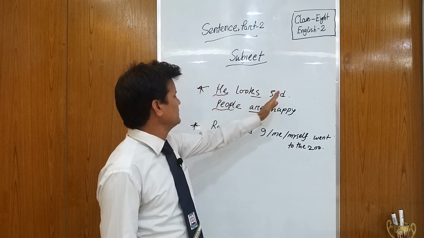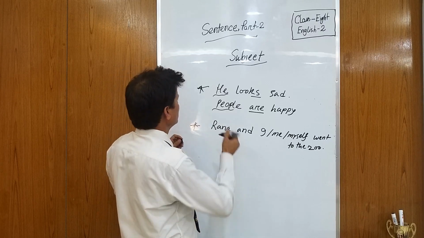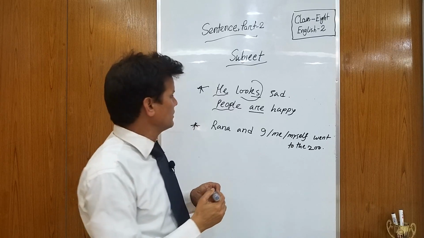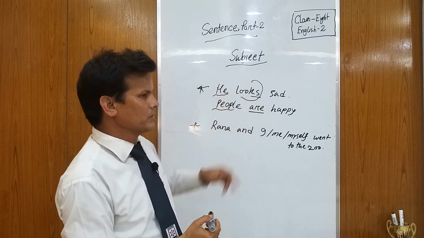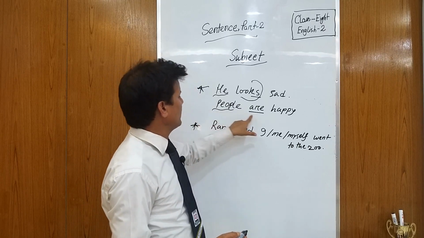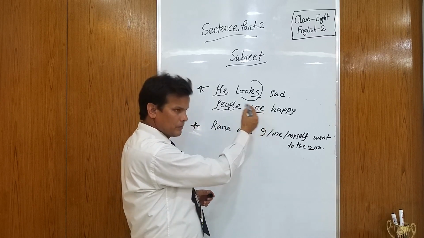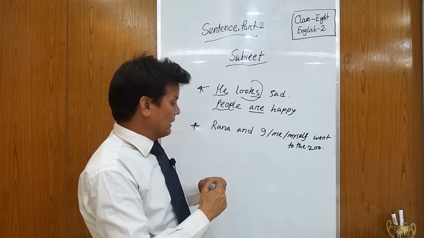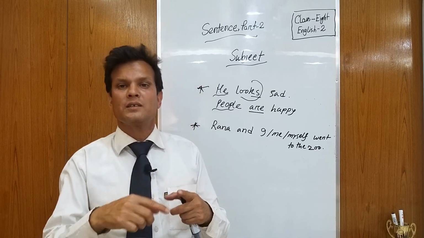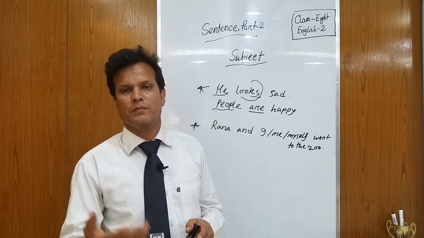He looks sad. Here subject is singular, so the verb takes s or es. So he looks, third person singular number. And people are happy. People is plural, so the verb takes plural. So according to the subject, we should use the verb. So subject is a vital thing for maintaining the right form of verb.